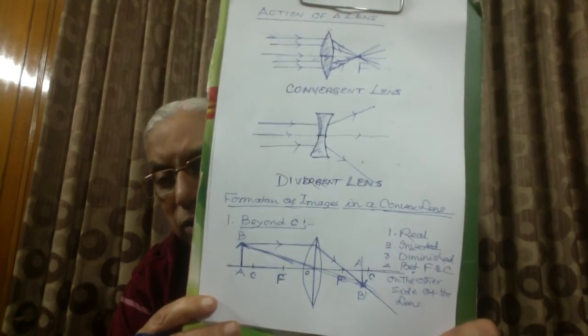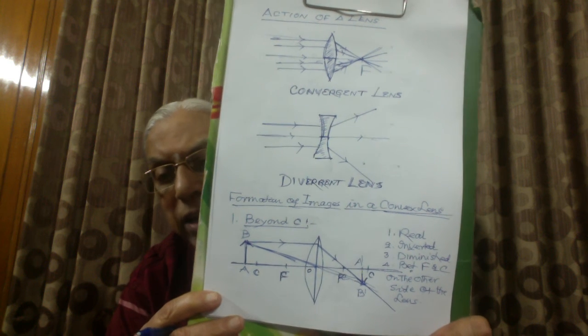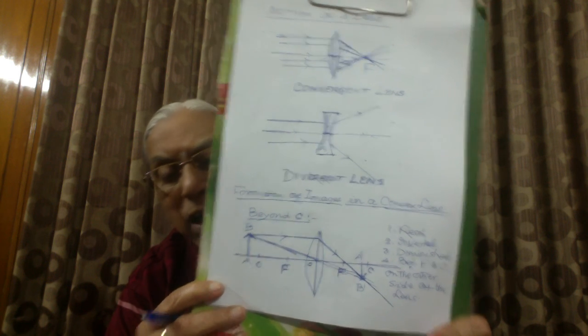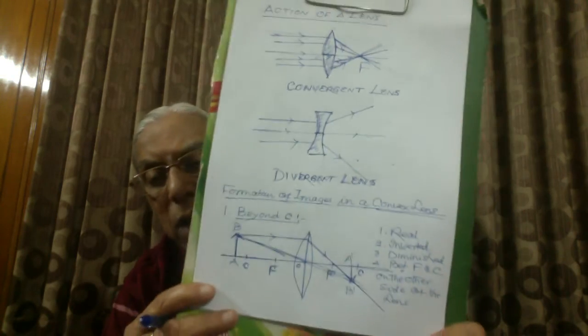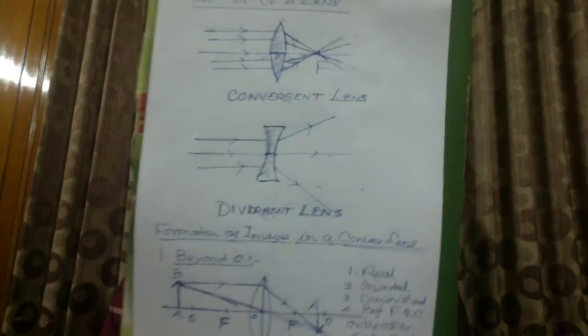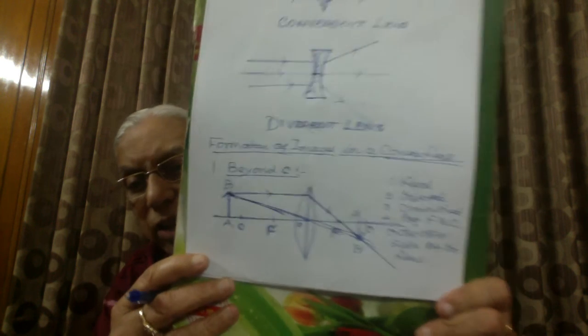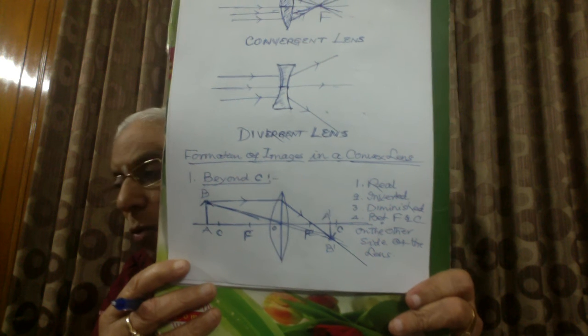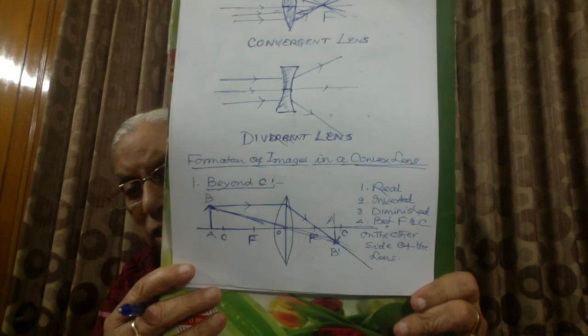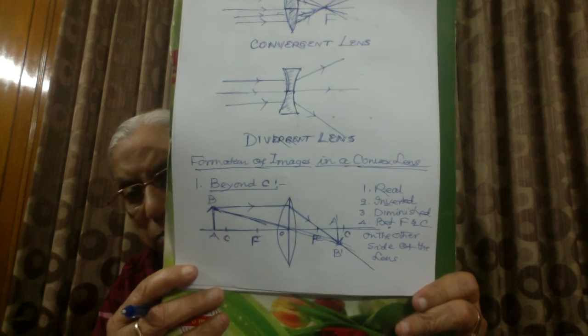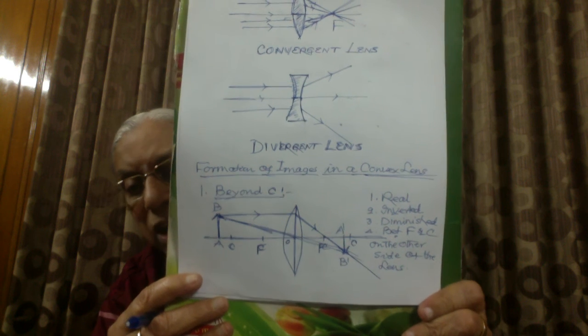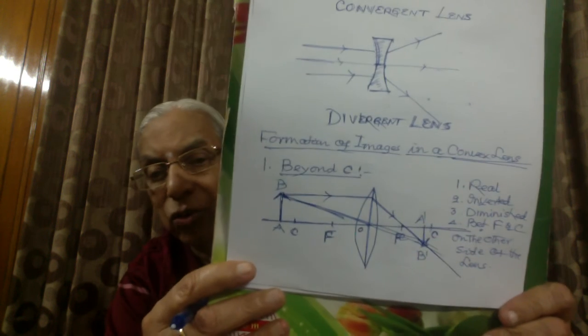Number one, it is a real image, and therefore it is an inverted image. And what is the size of the image? It is diminished, and it will be formed between F and C on the other side of the lens. Once again, the characteristics: it is a real image, it is an inverted image, it is a diminished image. It will be formed between F and C on the other side of the lens, as I have shown here in the figure.